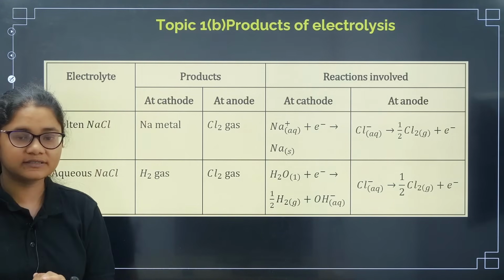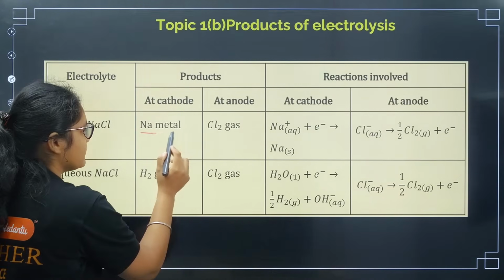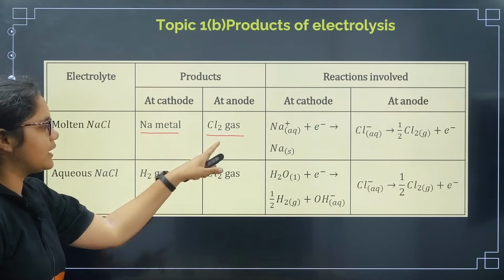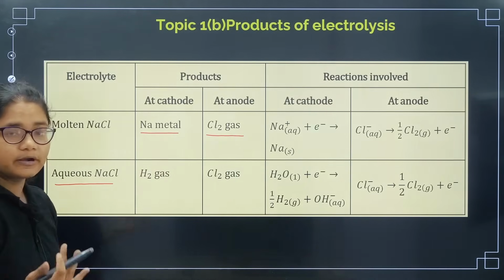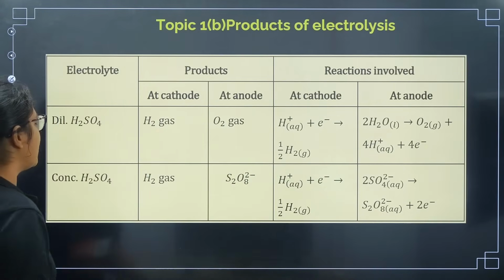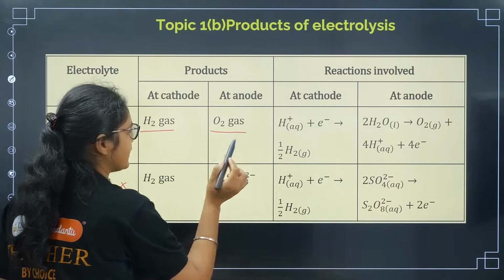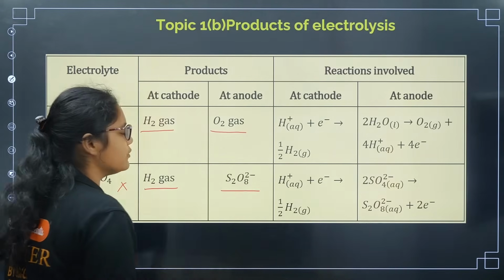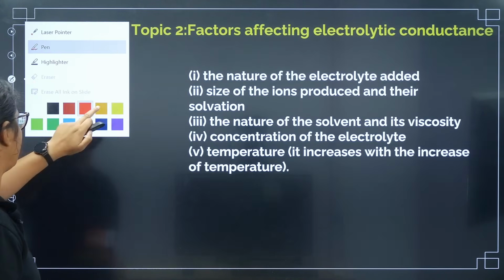Products of electrolysis is very, very important; I'll tell you which ones you have to remember. For molten NaCl, sodium at cathode and Cl2 at anode. Equations no need to remember, only the products. At cathode, sodium metal; at anode, chlorine gas. Now for aqueous NaCl, hydrogen has a higher reduction potential, so hydrogen gas and chlorine gas are produced. Now dilute H2SO4 is generally not asked, but you can see at cathode hydrogen gas, at anode oxygen gas, and for concentrated H2SO4, at cathode hydrogen gas, at anode it is S2O8 2-.